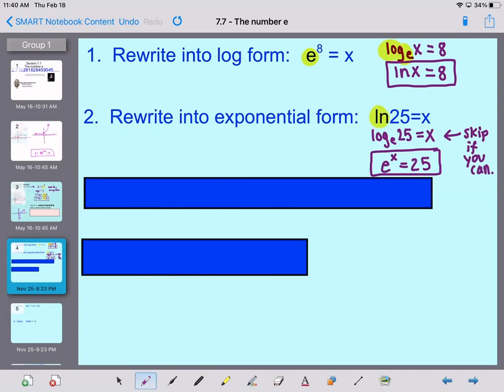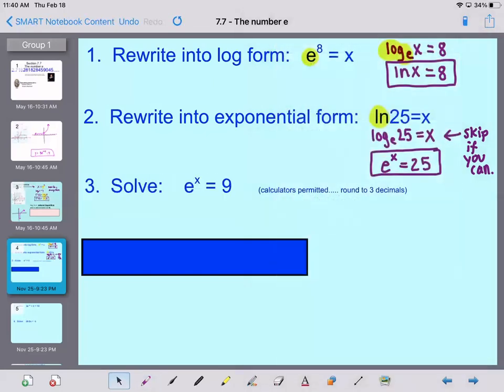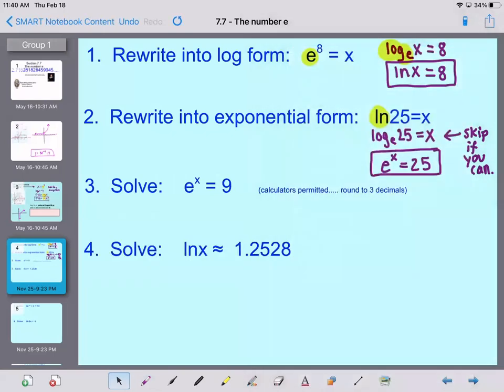All right, so we are now going to use this skill of changing forms to solve equations. Calculators are going to be needed. For numbers 3 and 4, we're going to round our answer to 3 decimal places.